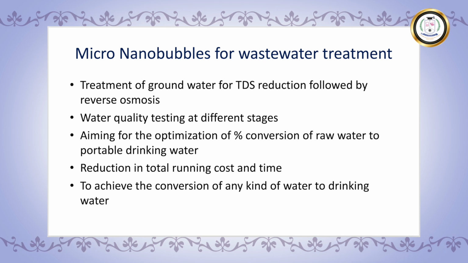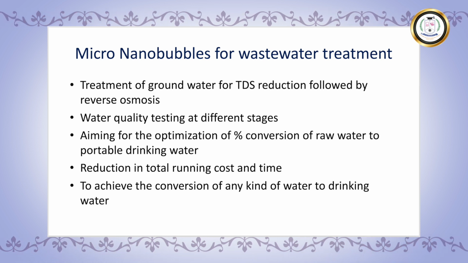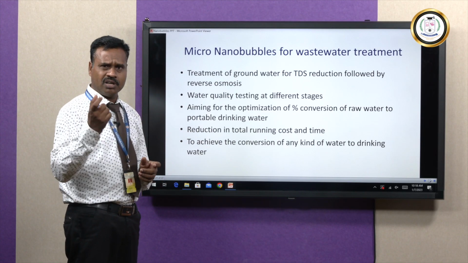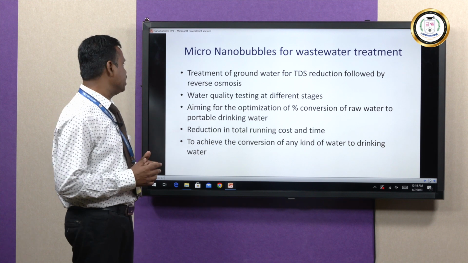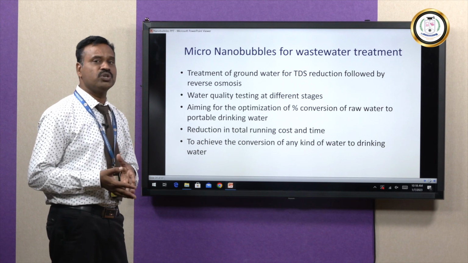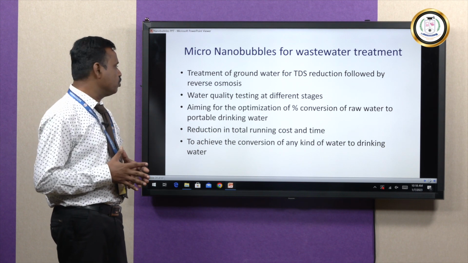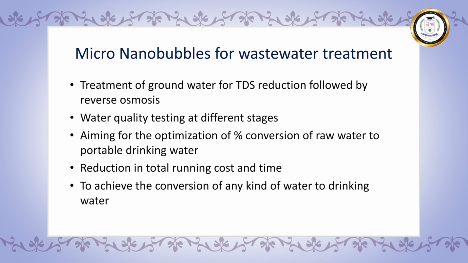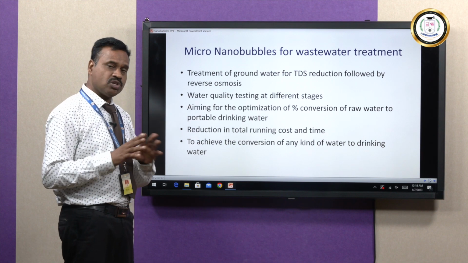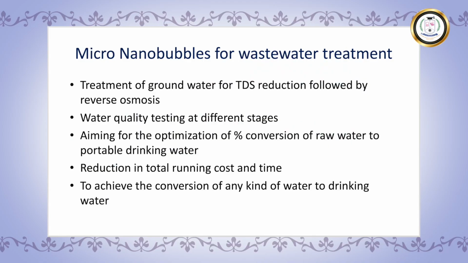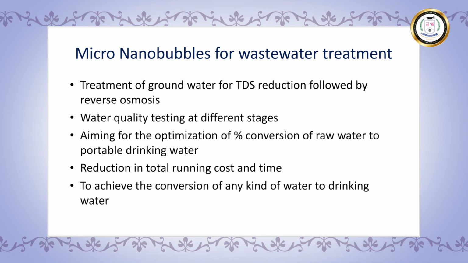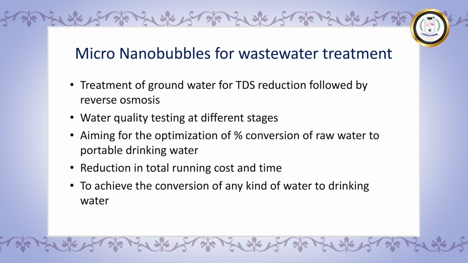This is one of the case studies which we already did, called micro nanobubbles for the wastewater treatment. So, here we are able to treat the groundwater for the TDS reduction, total dissolved solids, and water quality was tested by using the different tests, and it was ensured that after nanobubble generation the quality was improved. So, the conversion of raw water to drinking water is the main aim of this experiment, and total running cost and time also we can minimize compared to other techniques. So, any kind of water, even the sea water also, it is possible to convert into drinking water. The conversion efficiency is also very high.